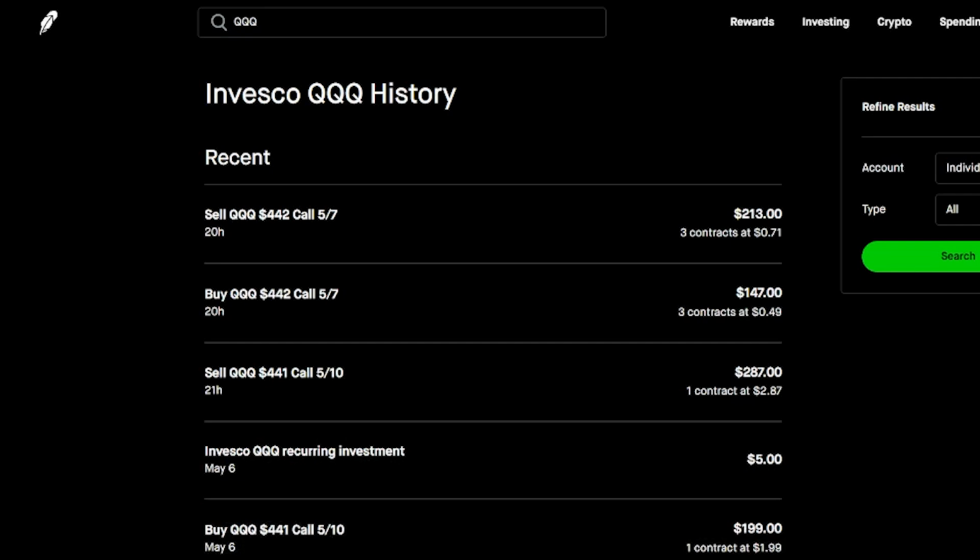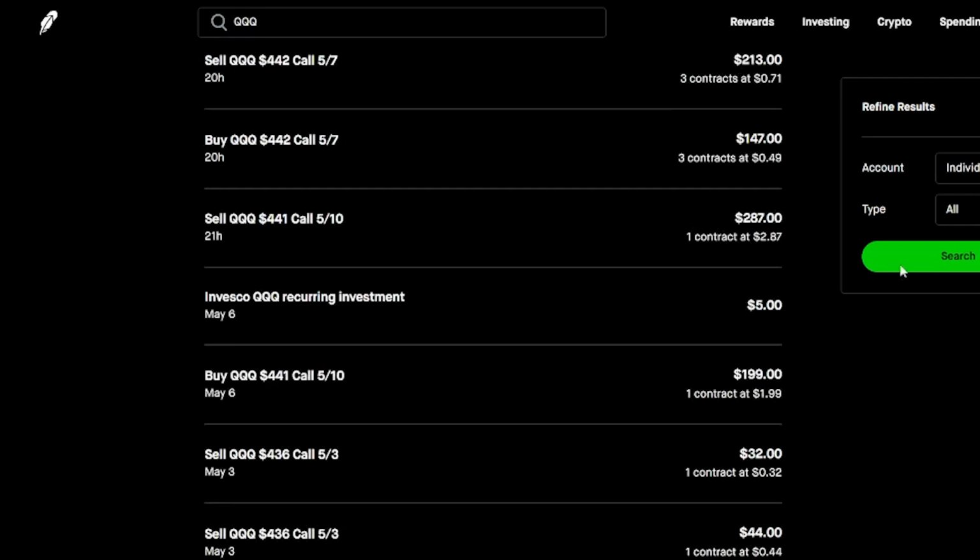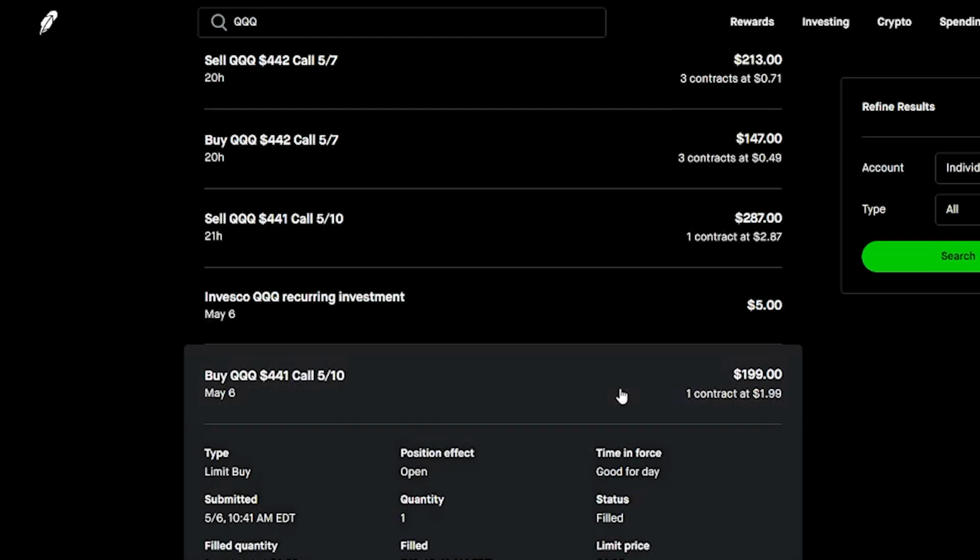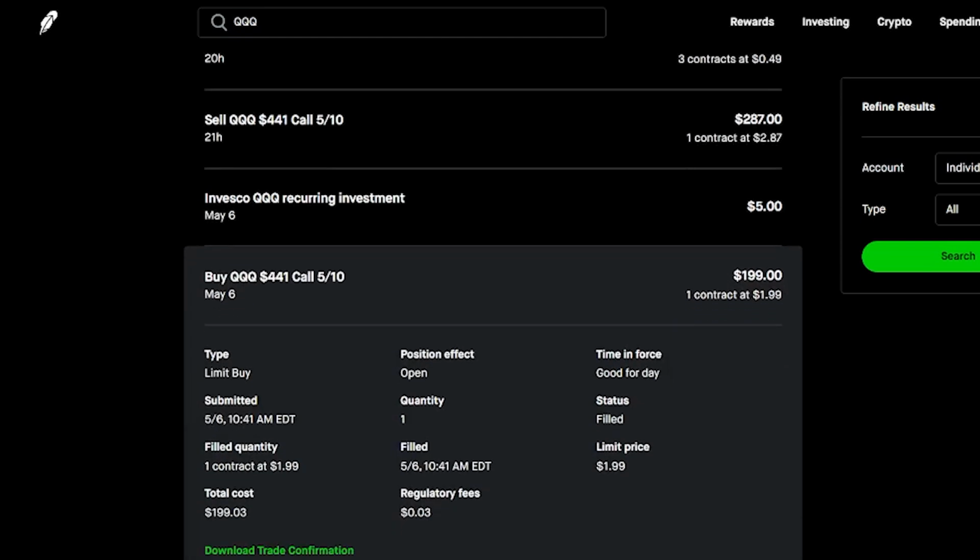If we go ahead and just scroll down a little bit here and we click on it, you'll see that it opens up and it'll show you that it was a limit buy. It was submitted 5/6, so I got this on Monday, and this is at 10:41 a.m. And like I said, the market was just kind of moving sideways the last week, so I decided just to try a swing just to see how it worked out. And it was eventually getting to the levels that I wanted, but it was just moving too slow for options that expired the same day.